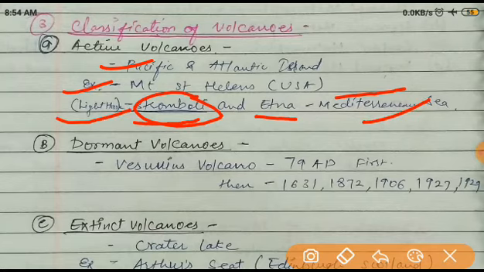Why? Because anytime it is continuously ejecting. So that's why the lava is coming out and it is showing lightning also. That's why it is called the lighthouse of the Mediterranean Sea.